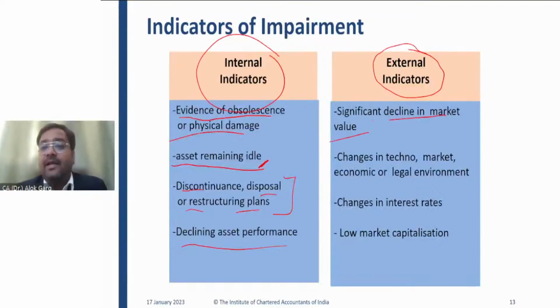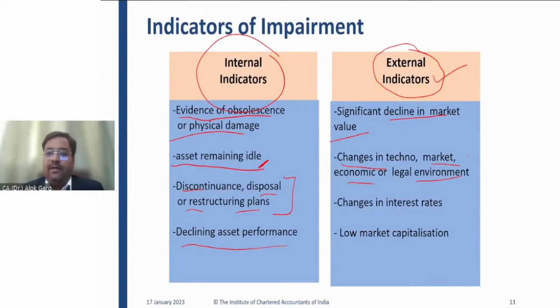So significant decline in market value is an external indicator to check recoverable amount. Changes in technological, market, economic or legal environment, right? For example, the technology has been changed. Kodak. Have you heard about Kodak? Have you heard about Nokia keypad phones? After digital photography, the market of Kodak was badly hampered. Due to the change in technology, the old technology became outdated. Again, this is one of the external indicators to check for impairment.